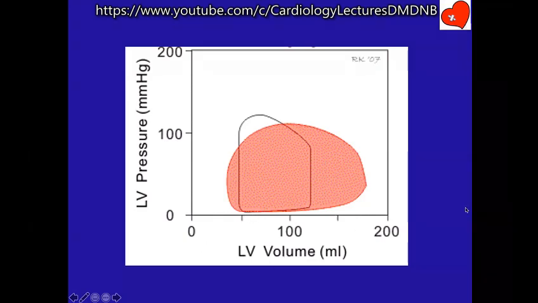So LV function is good or bad? LV function is normal. Yeah, it's not deteriorated. Don't say normal, say not deteriorated. Because when the end diastolic volume increases, the end systolic volume has gone down. So ejection fraction is likely to be good or bad?